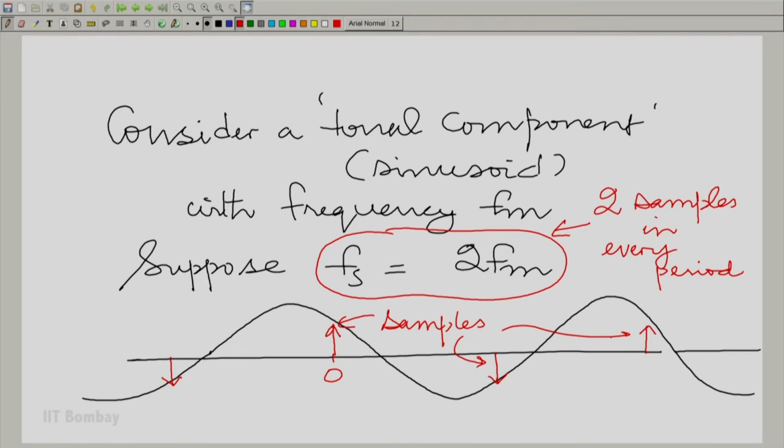Now, suppose you are unlucky and you take the sample where I am showing you in green, you start sampling it here. What would happen? Your sample would come here and then at every other 0 crossing.